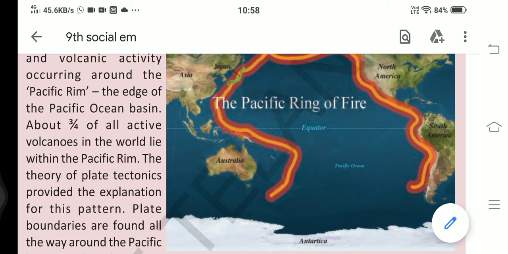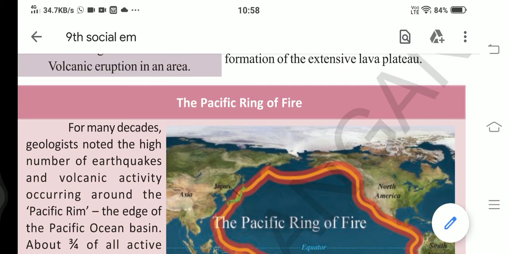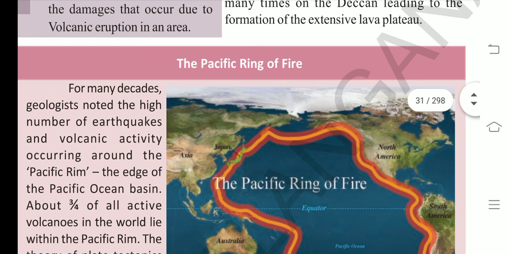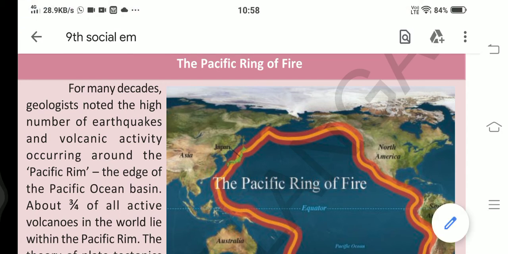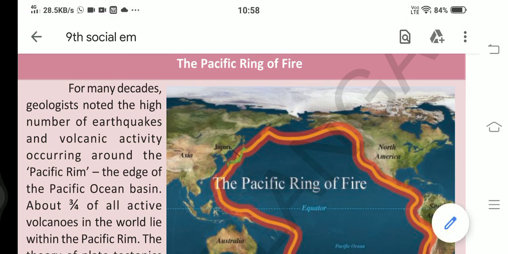Understand? In other words, we call it the Pacific Rim. What do you call? Pacific Rim. So, for many decades, the geologists noted that many earthquakes take place at the Pacific boundary, and they identified that it is because of the plate movement, that is plate tectonic movement, leading to the formation of many earthquakes at the Pacific Ring of Fire.